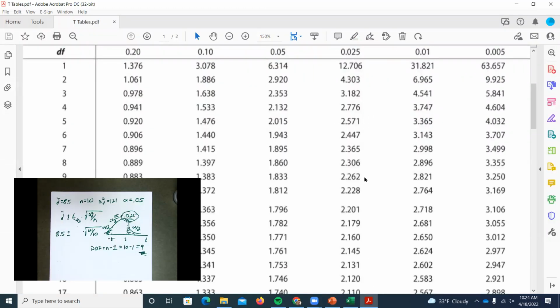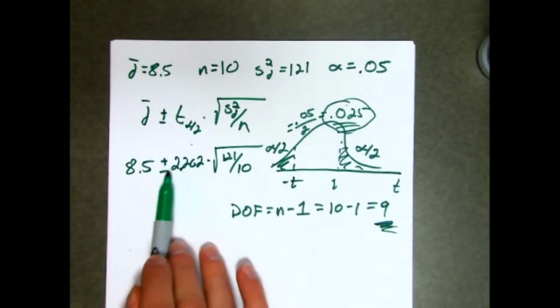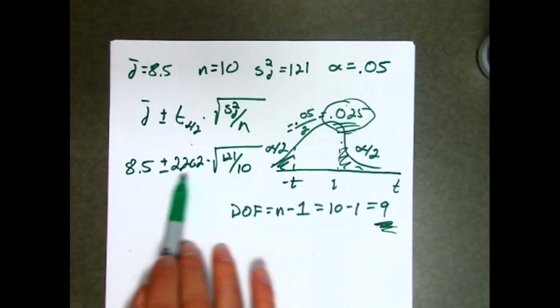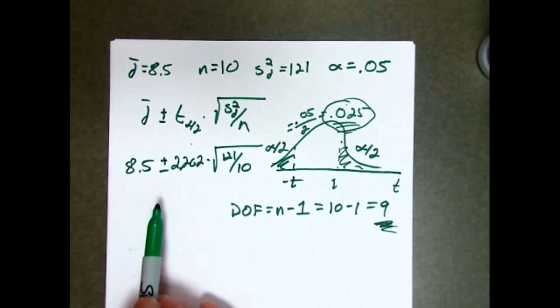We wanted 0.025 in our tail here at the degrees of freedom of 9. So 2.262. Now it's just a matter of subtracting the margin of error to get our lower bound, entering it in our calculator, and adding the margin of error to get our upper bound.